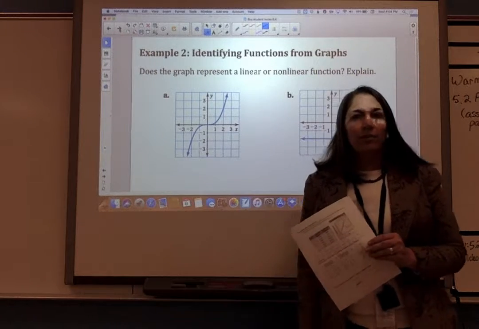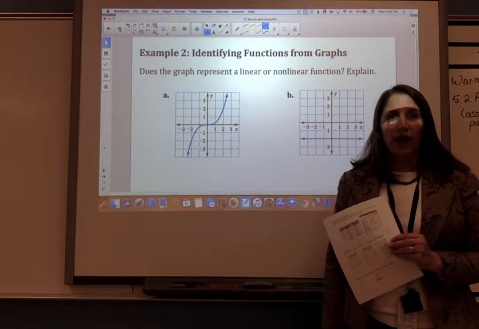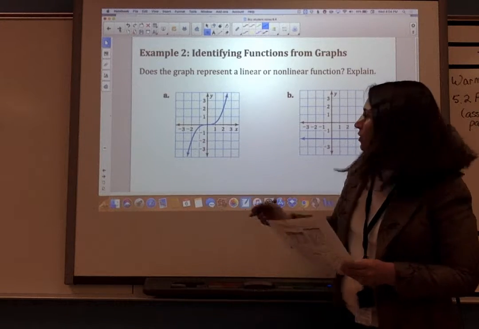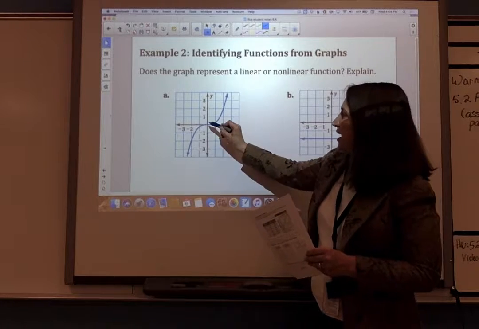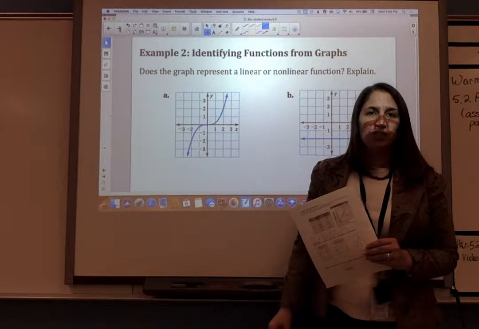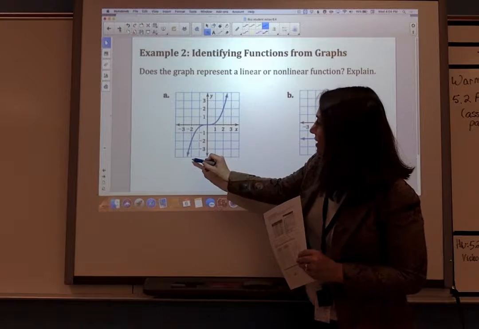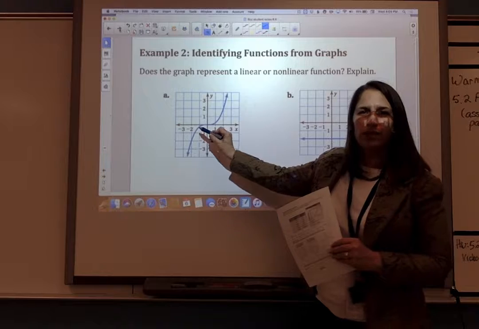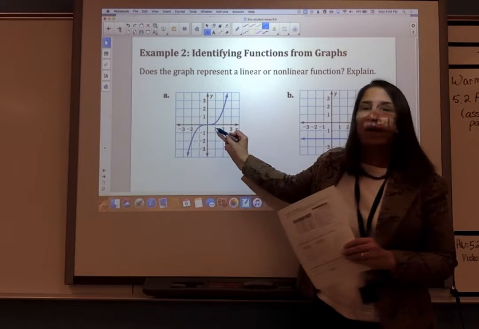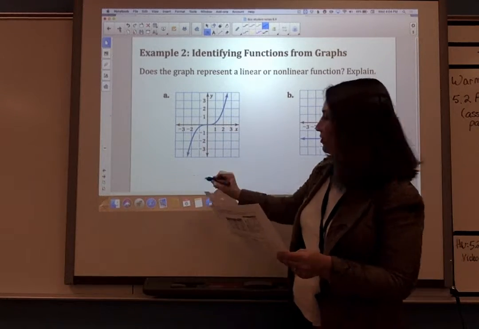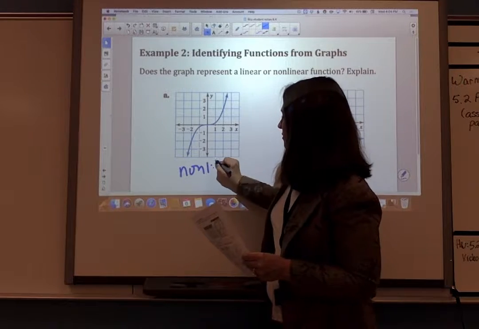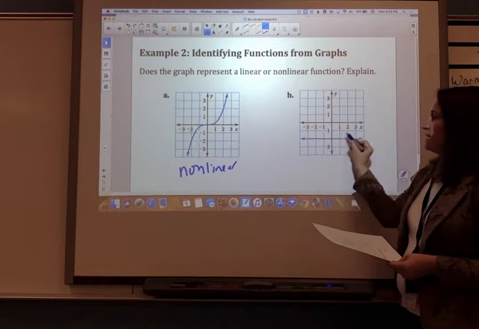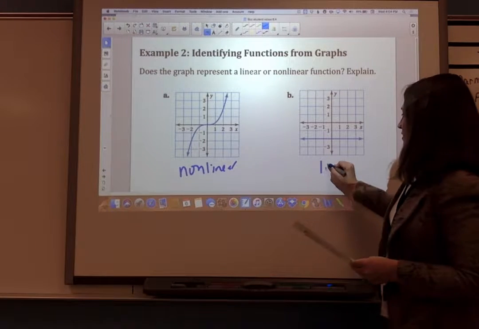All right, so let's compare some functions with graphs. So does each graph represent a linear or nonlinear function? Here we can see that we have this curve to our function. It's not a straight line. We can see it's increasing over time, but it's increasing at a great rate, and then that rate really slows down to 0 for a little bit, and then that rate increases. So no, this is a nonlinear function. And then our second example here, we can see we have a straight line, so this is a linear function.